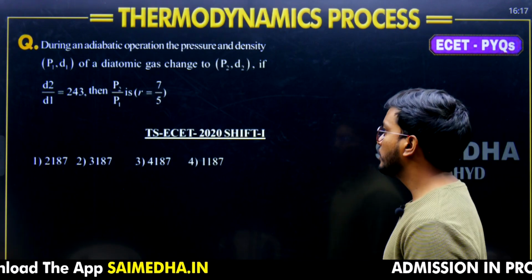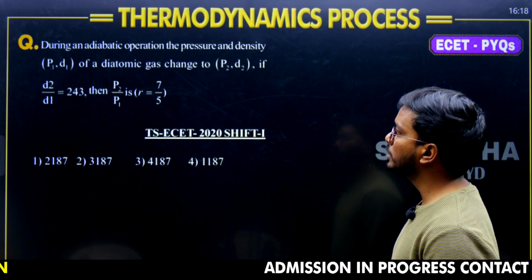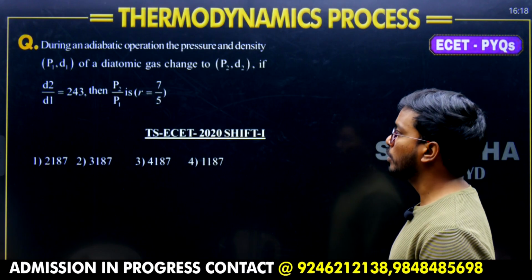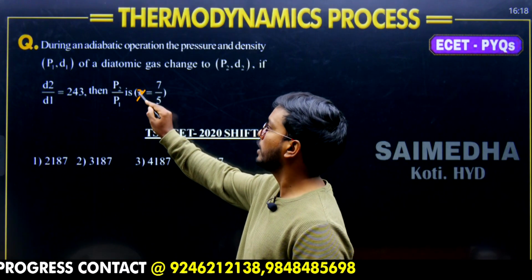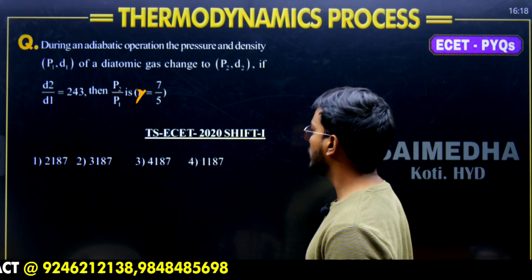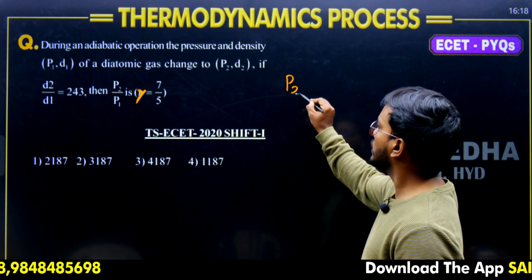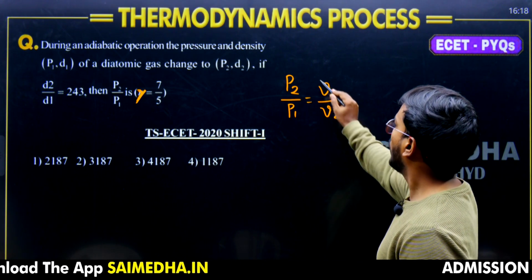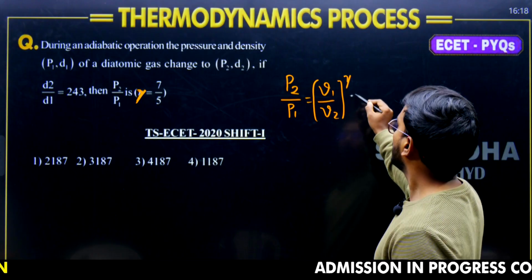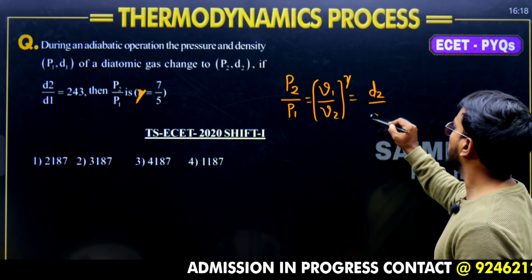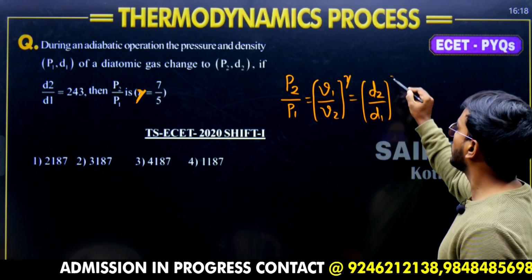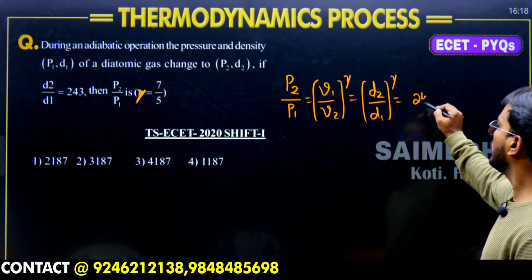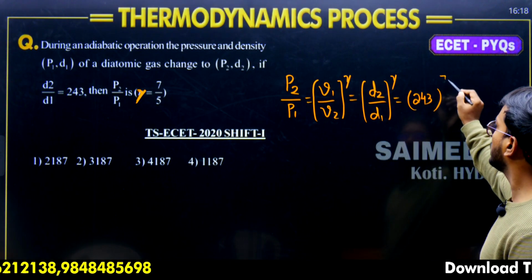Question number 1. During an adiabatic operation, the density ratio of a diatomic gas is given, and the gamma value is given as 7/5. The question asks: what is the pressure ratio? We know in the adiabatic process the pressure ratio P2 by P1 is equal to V1 divided by V2 whole to the power of gamma. That can be written in terms of density as D2 divided by D1 whole to the power of gamma. The density ratio is given as 243, so 243 whole to the power of gamma, where gamma is 7/5.